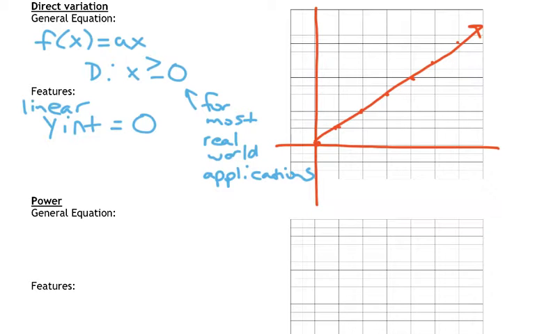Generally, the domain is going to start at 0 because we're going to use it for real world applications, and it's a specific type of linear function. You'll notice ax, technically there's a plus 0 here because the y-intercept is going to be 0.